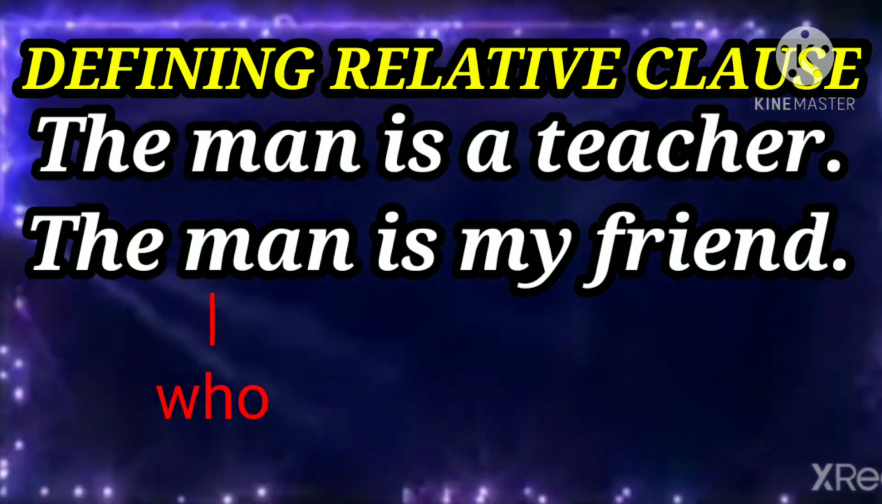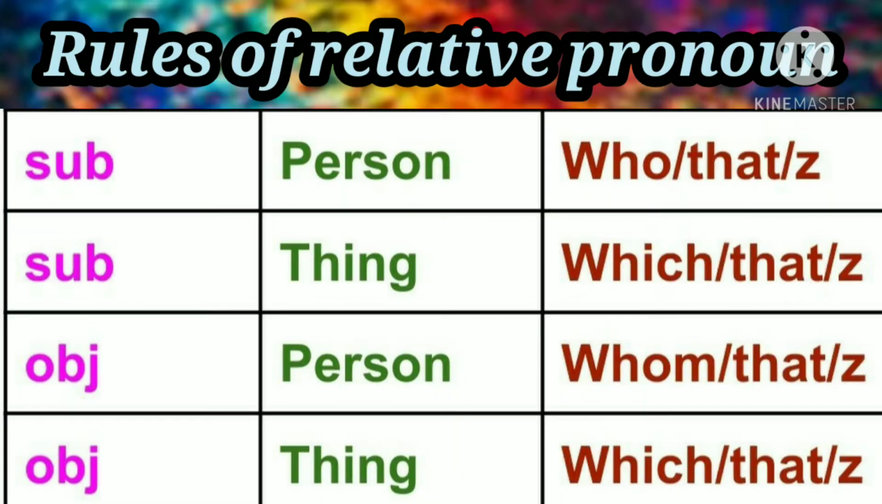There is a rule to select the relative pronoun. If the identical noun phrase is a subject and a person, then we can use who, that, or zero relative. If it is a subject and a thing, we can use which, that, or zero relative. If the identical noun phrase is an object and a person, we can use whom, that, or zero relative. If it is an object and a thing, we can use which, that, or zero relative.